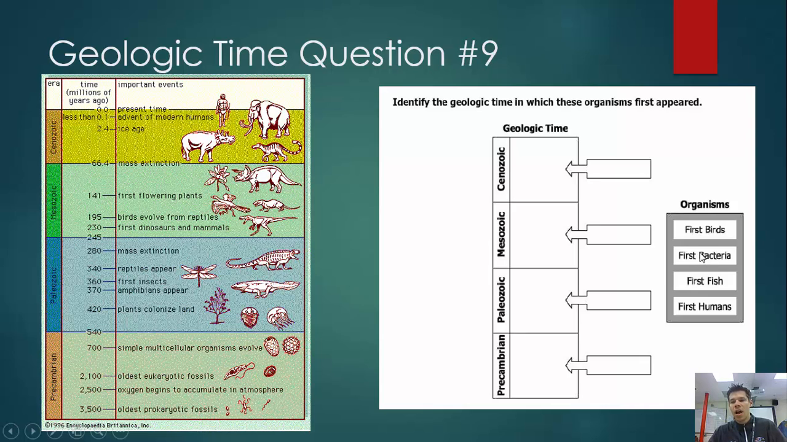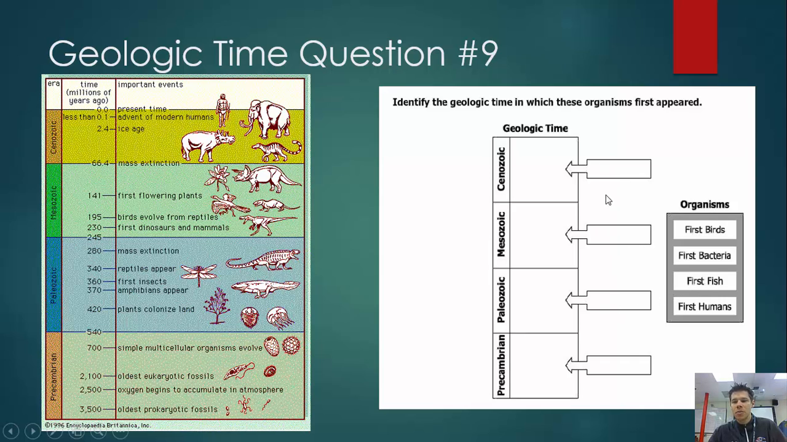So you would want to draw a line or drag this, if you're on a computer test, drag first bacteria to the Precambrian time right here. Prokaryotic fossils found in the Precambrian. So you drag first bacteria to this one right here. Next, then what comes next? Fish do. Life in the ocean really evolved rapidly during the Paleozoic period. So you would drag the first fish right here.